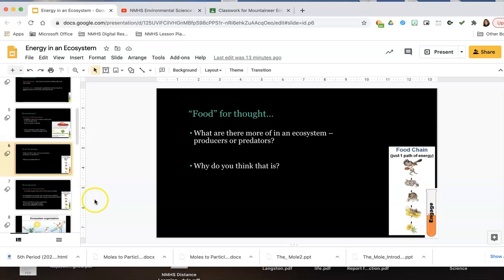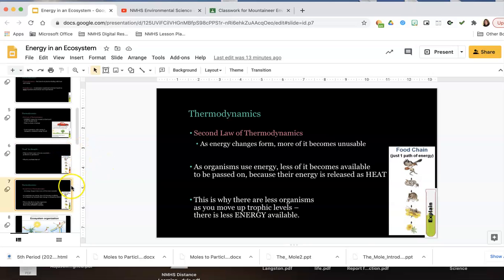Now here's some food for thought. What are there more of in an ecosystem, producers or predators? Let's look at this food chain, for example. How many producers do you see? Just one. How many predators? There's several predators, right? Why do you think that is? Today's lesson, you should be able to answer that question because you'll understand why there are more predators than there are producers.